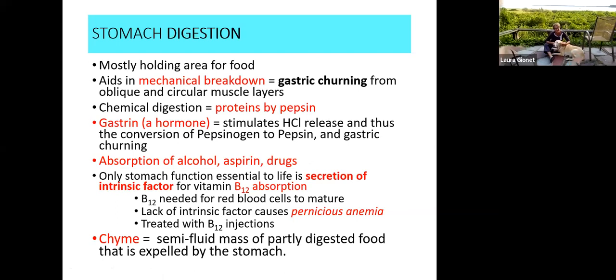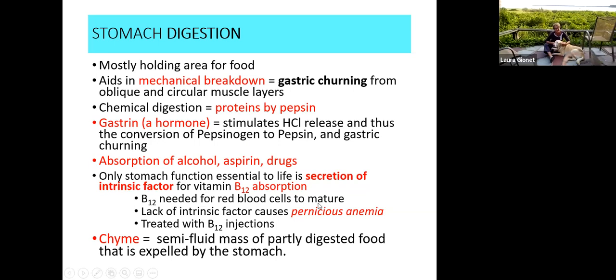And the only essential for life function here is the secretion of that intrinsic factor for absorption of B12. You need to have B12. So remember that intrinsic factor is required for B12 absorption.